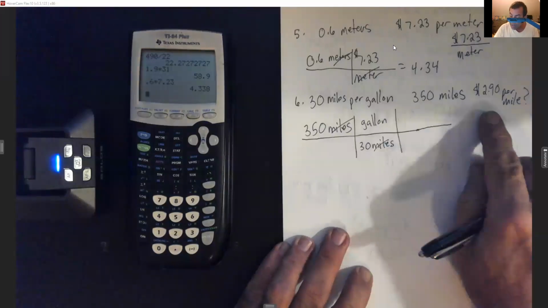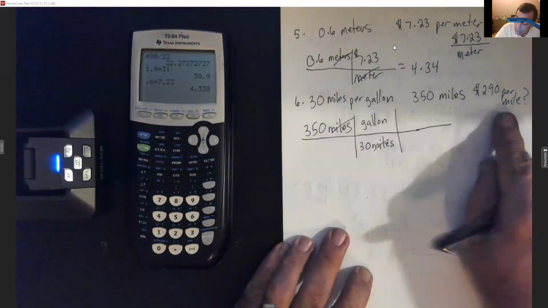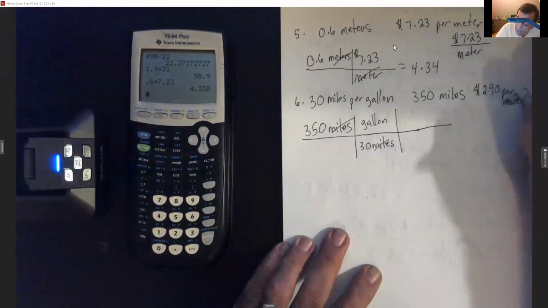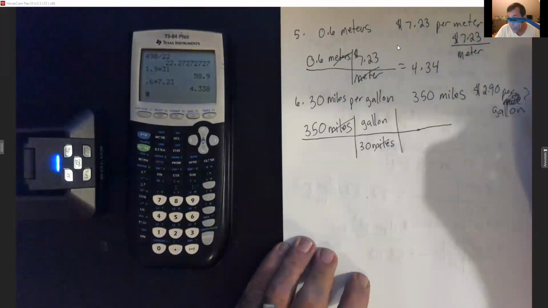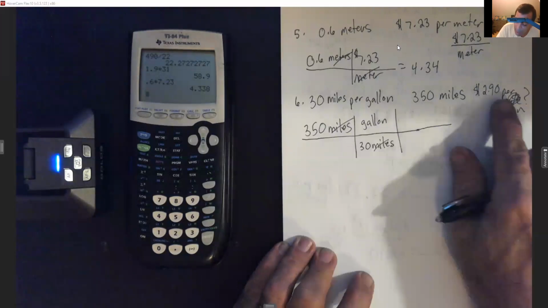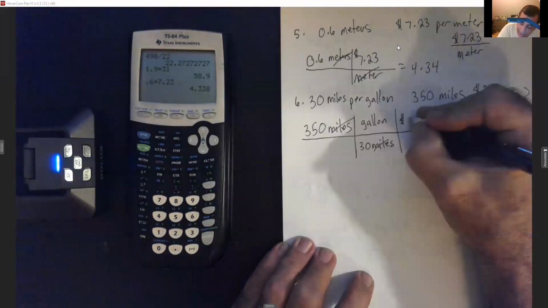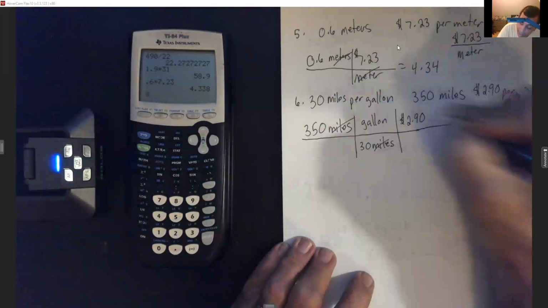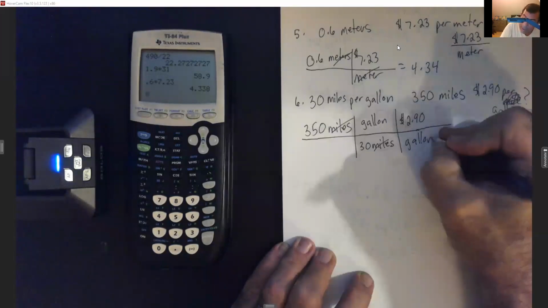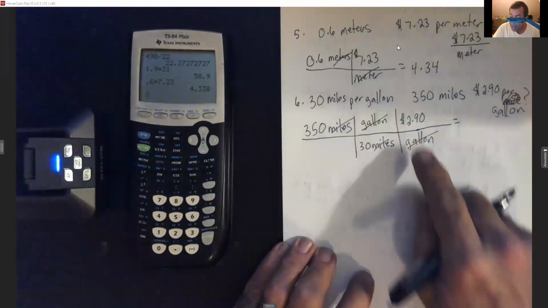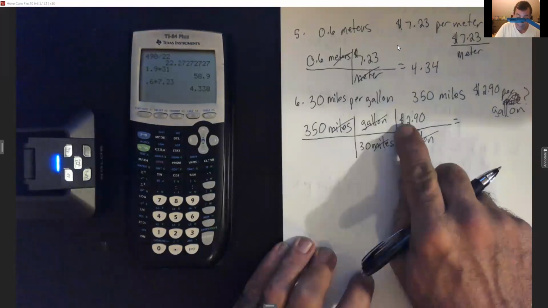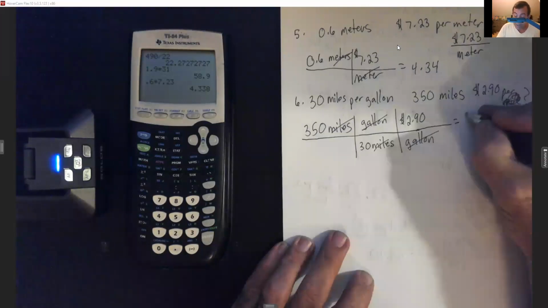Now, right here, oops, this ain't $2.90 per mile. This is $2.90 per gallon. Y'all can't let me do that, okay? Got to keep me straight. So $2.90 per gallon when you get gas, right? Because I need that gallon to cancel this gallon. So I'm going to come over here and put $2.90 per gallon. Notice my gallons will now cancel. And I'll be left with my money, which is what I need.